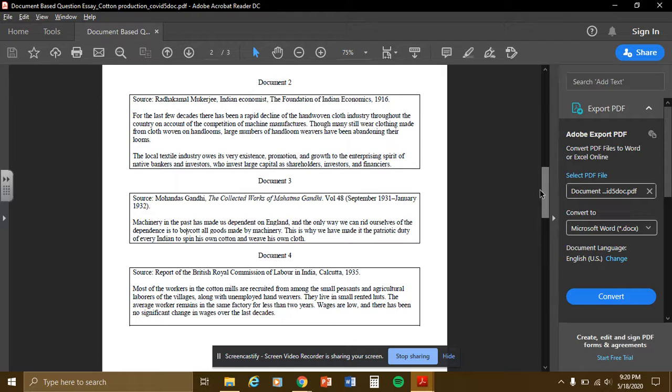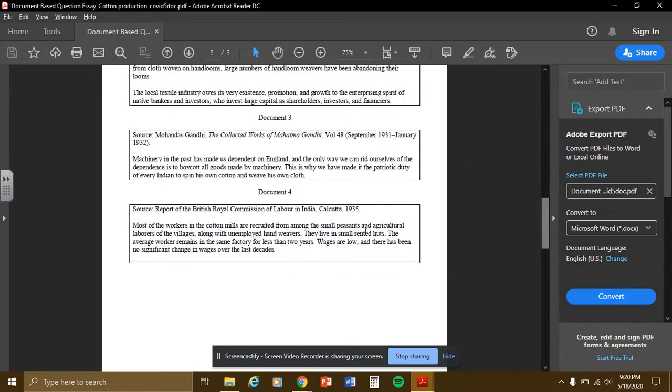Document number 4 is a report of the British Royal Commission. Most of the workers in the cotton mills are recruited from among the small peasants and agricultural laborers, along with unemployed hand weavers. So you're seeing the same kind of thing, the shift from small-scale workers into the factories. Wages are low, no significant change in wages over the last decade. So they are not well paid.